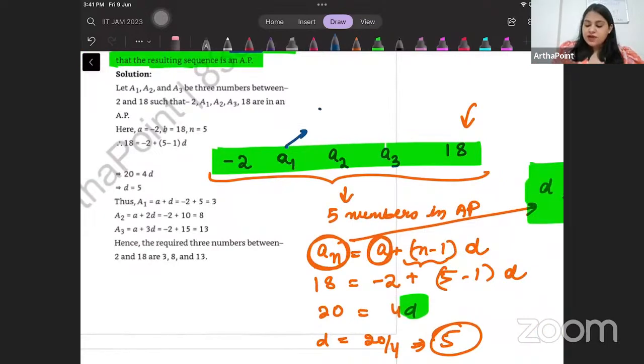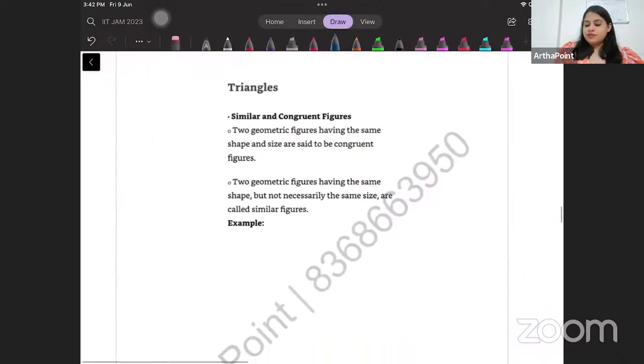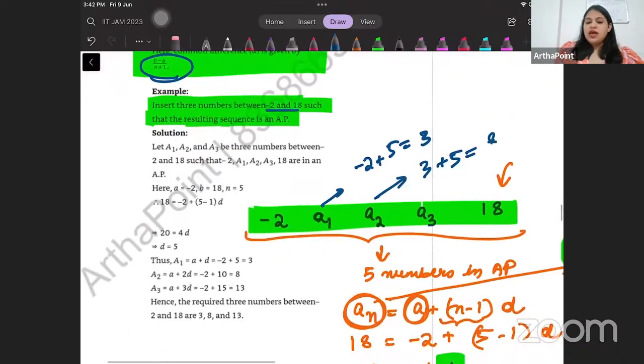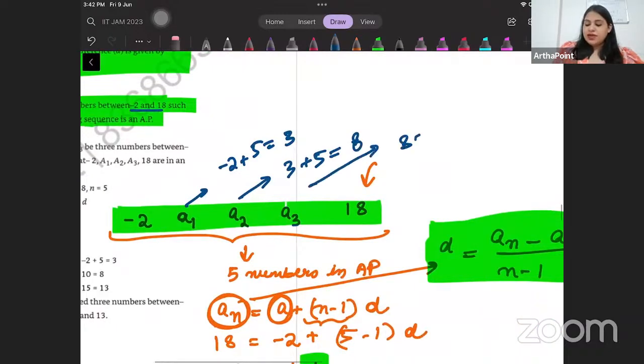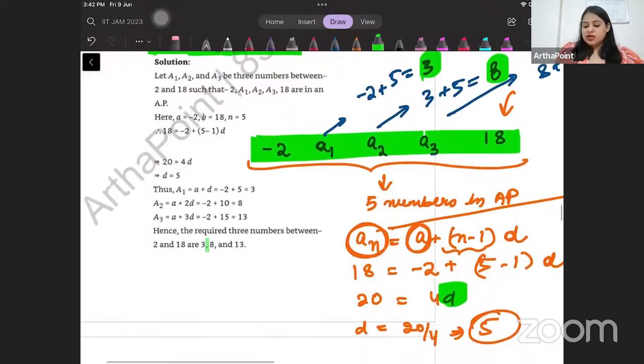So A1 will be -2 plus 5. A2 will be 3 plus 5. And A3 will be 8 plus 5. So the 3 terms that you have inserted will be 3, 8 and 13. These will be the 3 terms that you have inserted. These are the only important things that you will have from arithmetic progression.